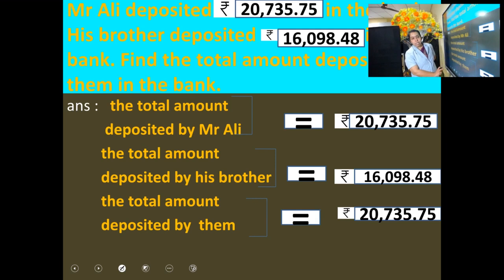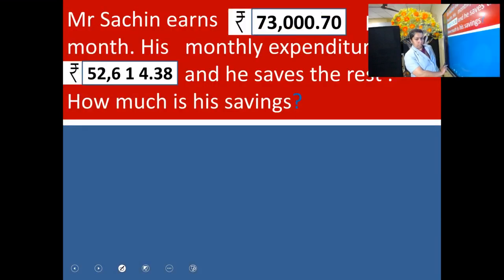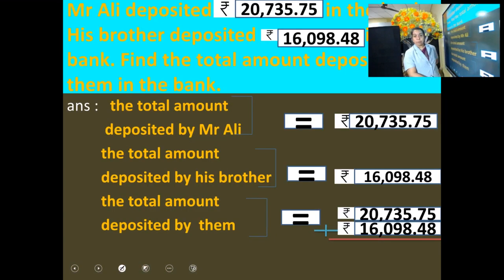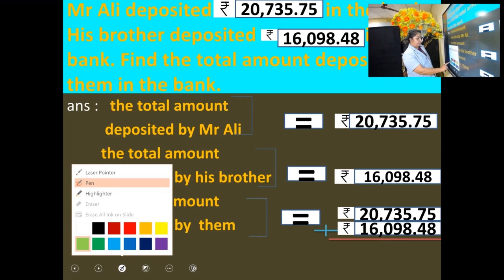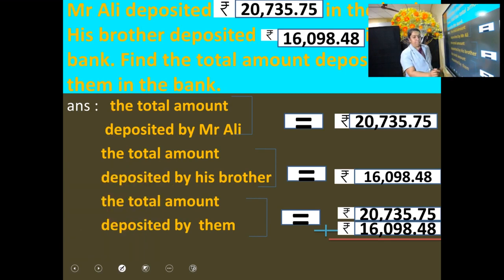Rupees 20,735.75 plus rupees 16,098.48. So, what is the answer? How do you do it? Add it. 5 plus 8 is? 5 plus 8?